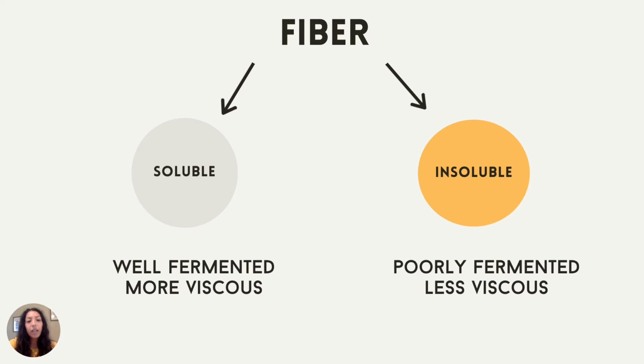So fiber is typically categorized based on its solubility. So soluble fiber is typically well fermented and more viscous, meaning it's thicker, so it takes longer to travel through our digestive system. And insoluble fiber is poorly fermented and less viscous, meaning it's thinner and it quickly travels through our digestive system.